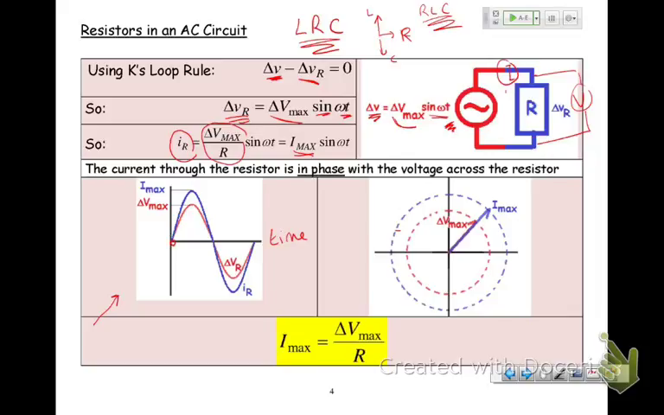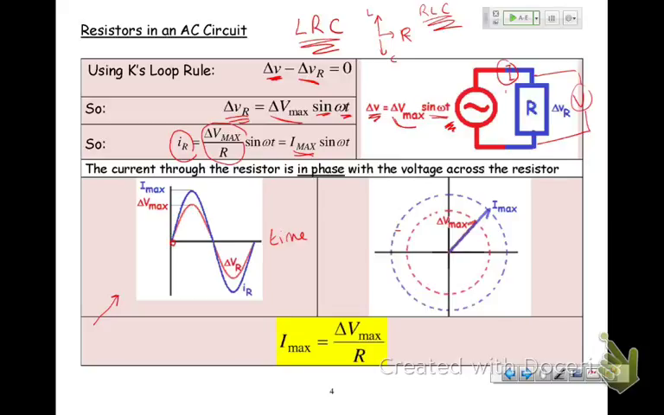Whereas before I said my delta V is equal to delta V max sine omega t, I did that, yes? Here, I'm going to say, well, my delta V_L is equal to L di by dt. Yeah?